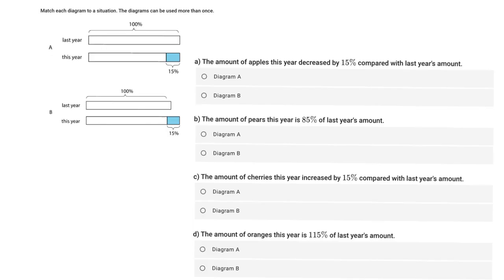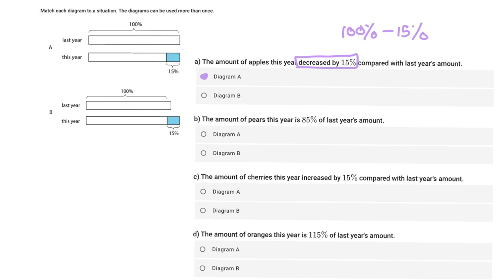All right, this question says, match each diagram to the situation. The diagram can be used more than once. So it says, the amount of apples this year decreased by 15% compared to last year's amount. So if last year was 100%, we are decreasing by 15%. And we're subtracting the 15%. So that means diagram A, because we have 100%, and we're taking the 15% away.